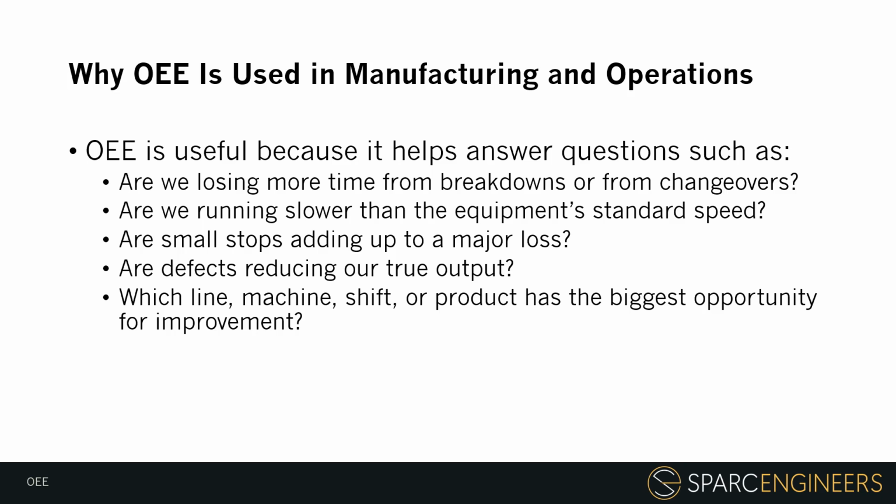The final question is, which line, machine, shift, or product has the biggest opportunity for improvement? This is where OEE becomes useful for prioritization. Instead of guessing where to focus, the data can show us where the largest recurring losses are happening. In other words, OEE helps move the team from opinion-based problem solving to data-based problem solving.